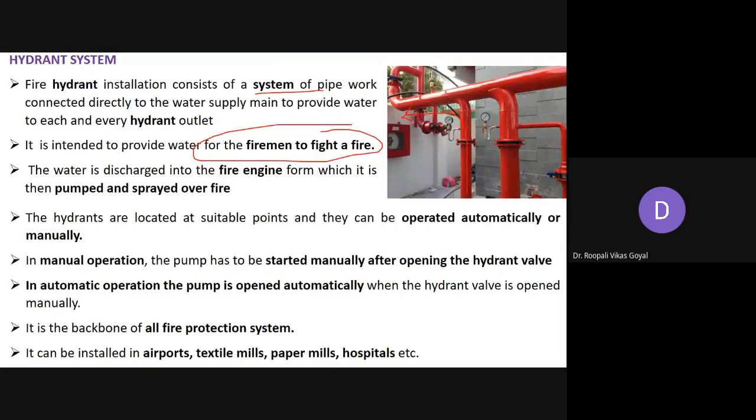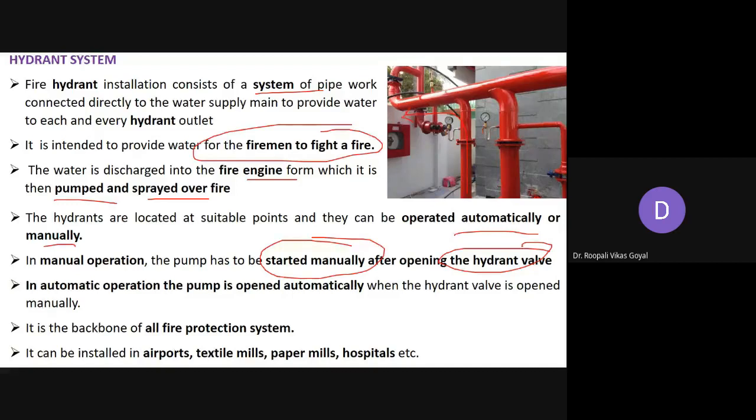So the water is discharged into the fire engine में डालना आपको पहले, and then pump में, and then you have to spray over the fire. So firefighters have a major role whenever there is a fire hydrant system. So generally a fire hydrant system is located at suitable points surrounding your building, and may be operated automatically or manually. So manual operation में क्या होता है कि pump has to be started manually. hydrant का जो pipe होता है ना, जिसमें हम हॉस पाइप फिक्स करते हैं, तो वो तो हम नॉर्मली मैन्युअली खोलते हैं, ओके, हाइड्रेंट का पाइप.